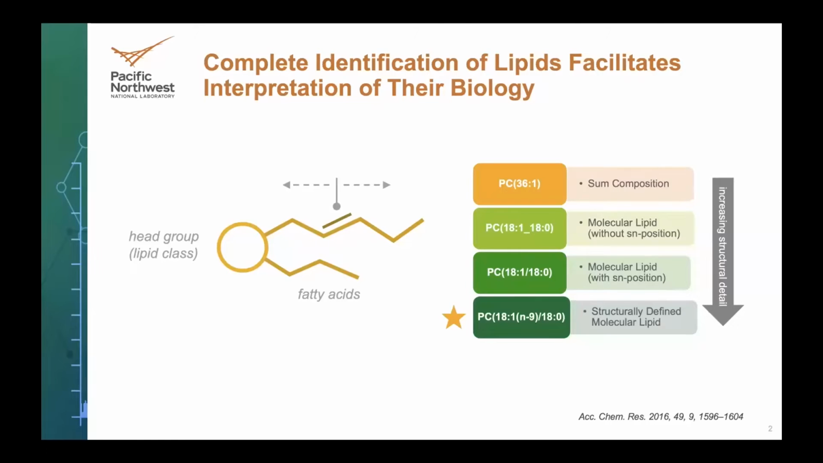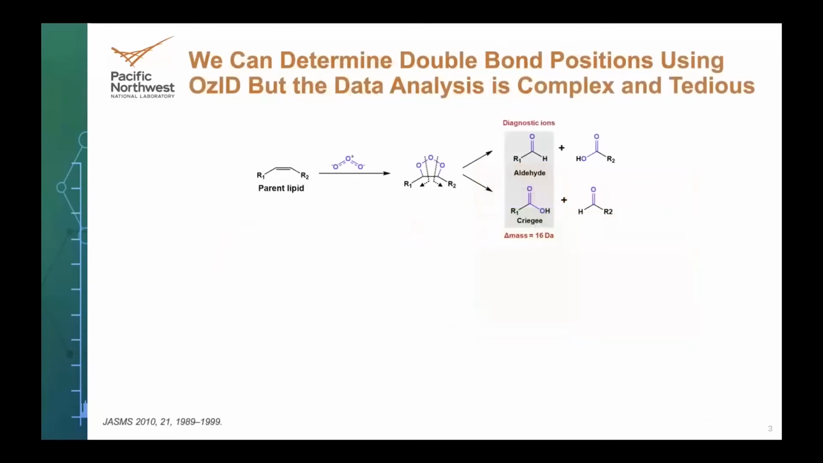That's functionally about the highest degree of structural detail that you can annotate a lipid with, and that has important biological implications. So that's the motivation for wanting to reach this high level of annotation. And there are a number of ways of experimentally getting at this information.